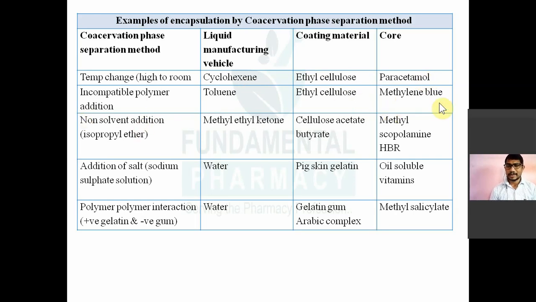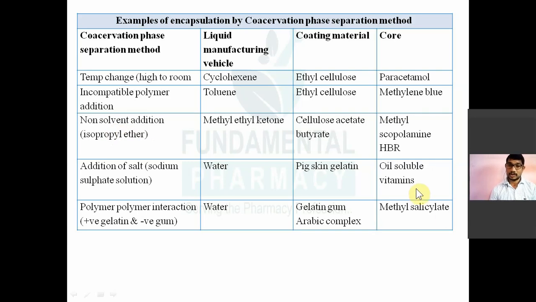Then second example is methylene blue. So methylene blue is coated with ethyl cellulose or encapsulated with ethyl cellulose using toluene as a solvent by addition of incompatible polymer. Okay. Then next, methyl scopolamine hydrobromide. Scopolamine hydrobromide is also encapsulated using cellulose acetate butyrate, and solvent used is ethyl methyl ketone, and it is by non-solvent addition. It is deposited by addition of non-solvent.